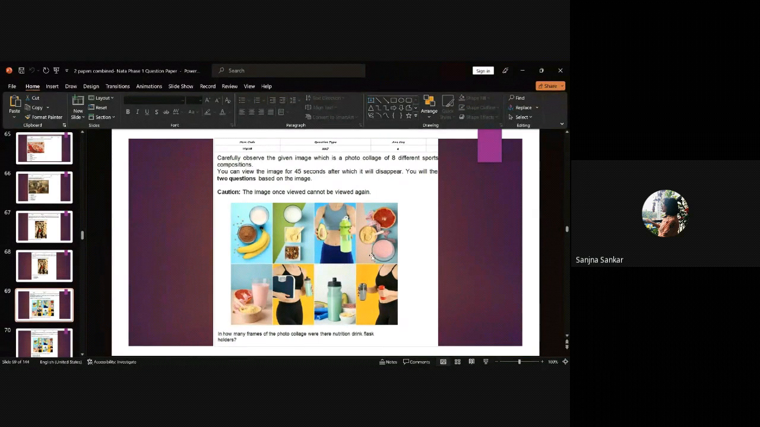The question: in how many frames of the photo collage were there nutritional drink flask holders? So, in this image, how many frames have nutritional drink flask holders? The answer is 4. 1, 2, 3, 4.